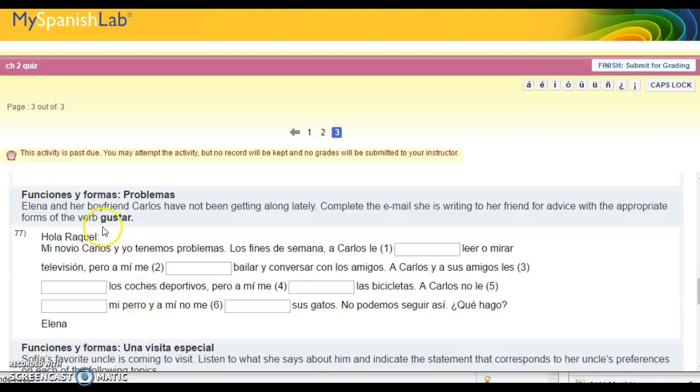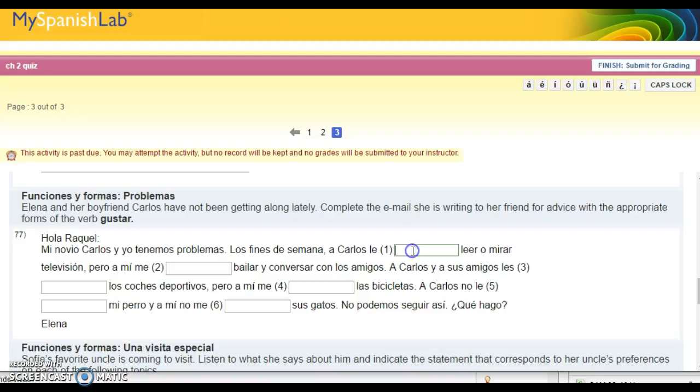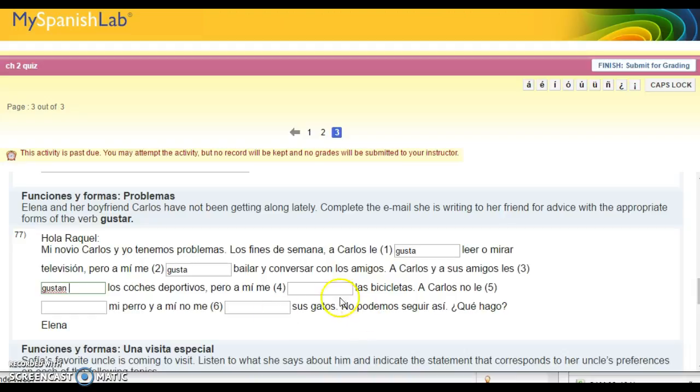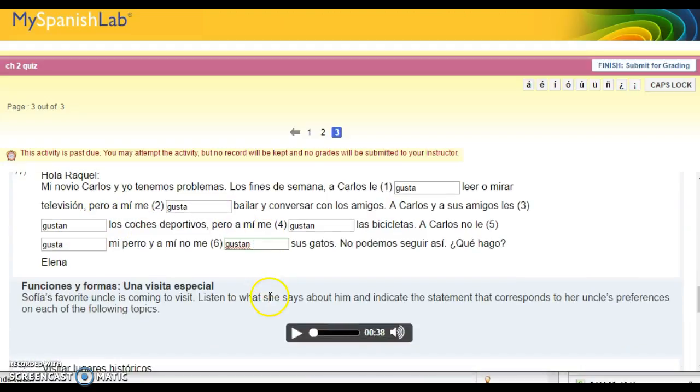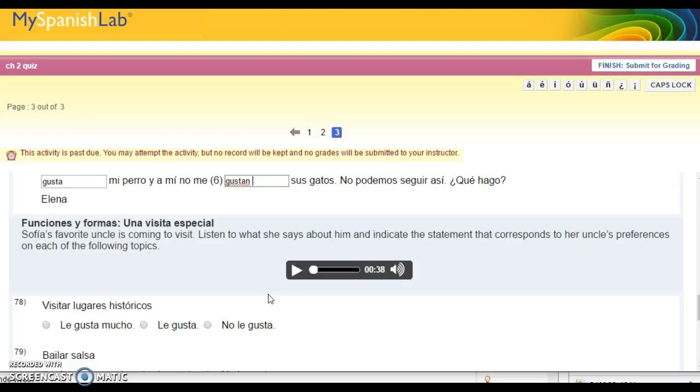Okay. And more with gustar. Right, so los fines de semana a Carlos le gusta leer o mirar. A mí me gusta bailar. A Carlos y sus amigos les gustan los coches deportivos y a mí me gustan las bicicletas. A Carlos no le gusta mi perro y a mí no me gustan sus gatos. So you can always tell by what comes after, if it's gusta or gustan. Gatos is plural, gustan. Perro singular, gusta. Bicicletas, gustan. Coches, gustan. Right, so you can tell. Gusta and gustan are your only options.